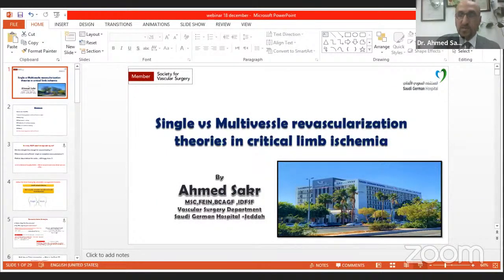So when putting the strategies for revascularization, we have two questions. First of all, multiple or single vessel revascularization. And if we choose to go for single tibial vessel revascularization, do we have to follow the target artery path, the wound-related arteries, the angiosomal guided, and which is the best?